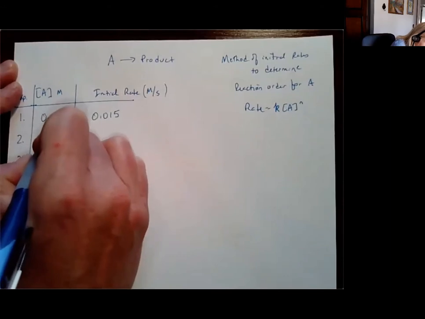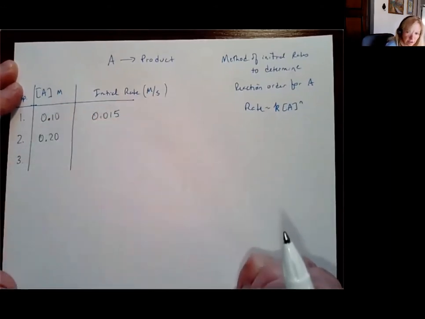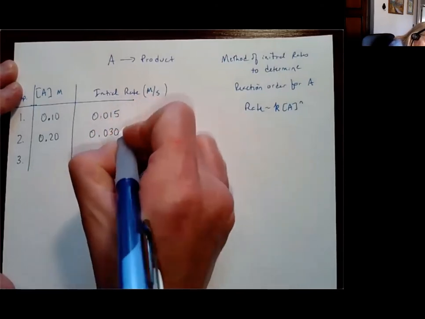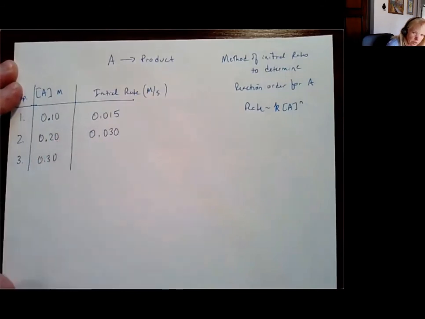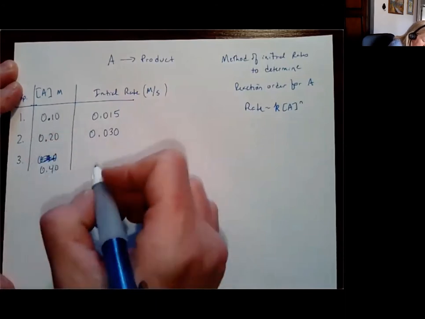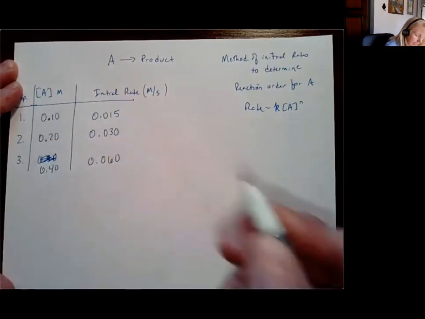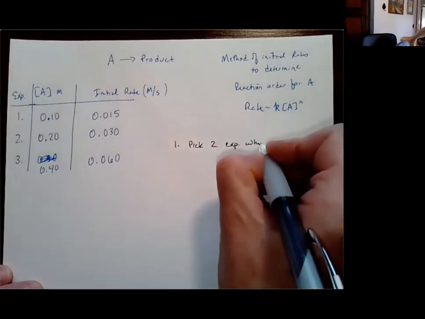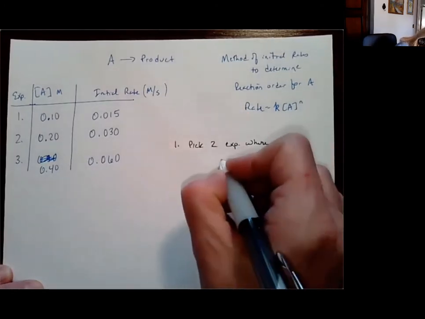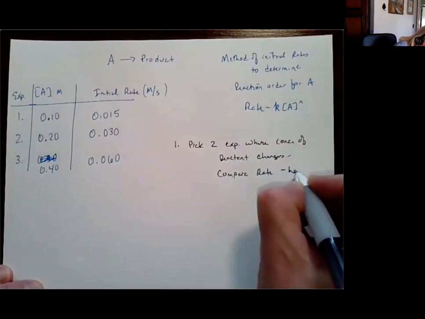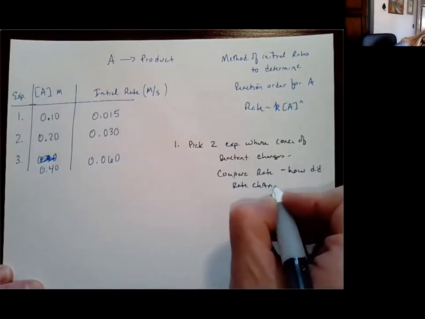And then let's say in my second reaction, I double the amount of A, and my rate here goes up to this. And then here, let's double from where we went to here, and let's say now my rate here is this. I might be able to eyeball this and figure out n. So the way that I'm going to use this data is I'm going to pick 2 experiments where the concentration of my reactant changes, and I'm going to compare the rate and see how the rate changed. And that's going to tell me the effect.